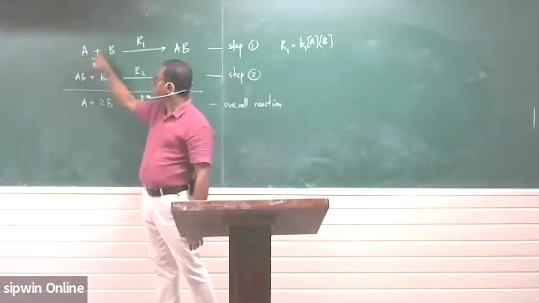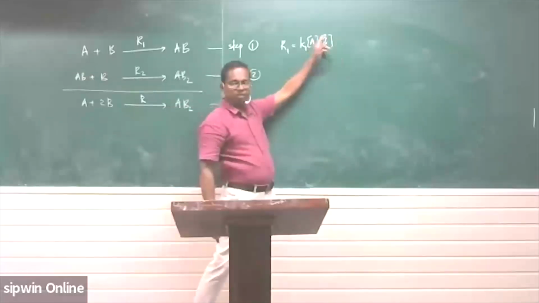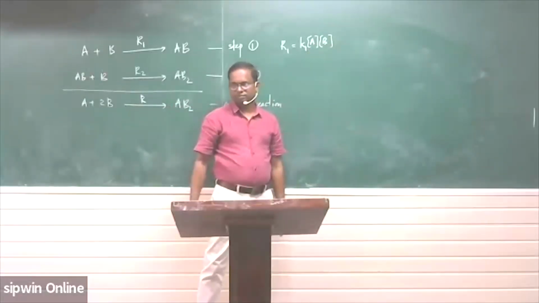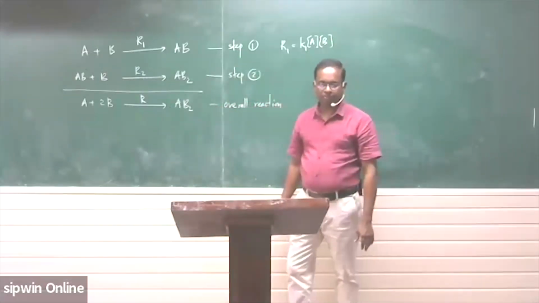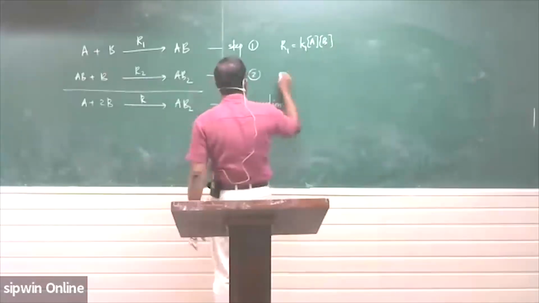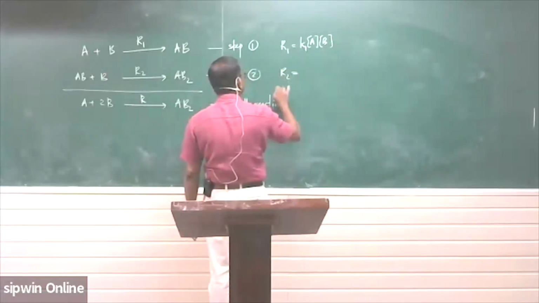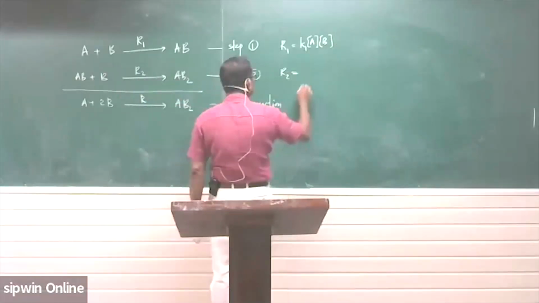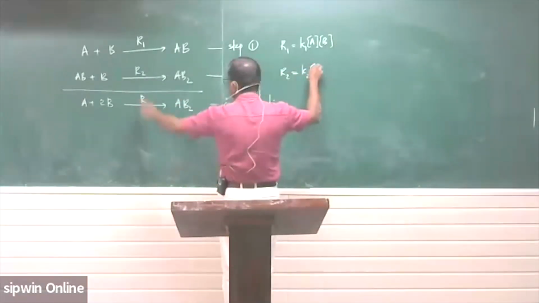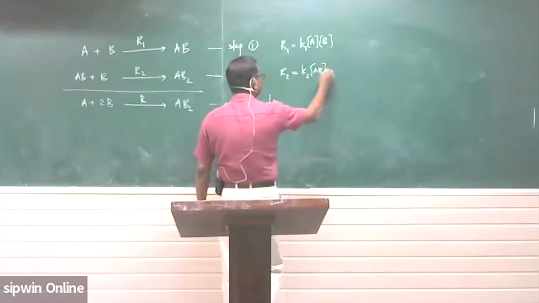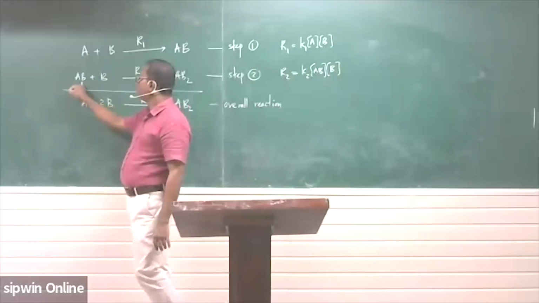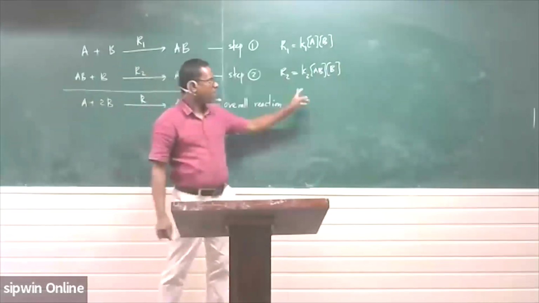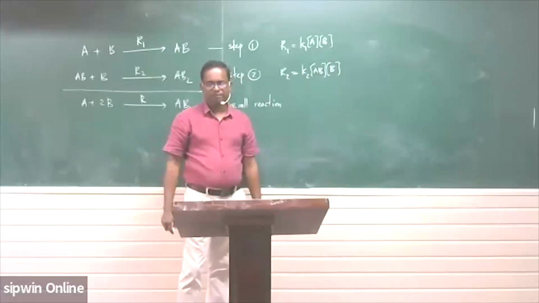That is why I use orders 1, 1, because it is an elementary step. Then R2 equals K2 times AB concentration times B concentration.